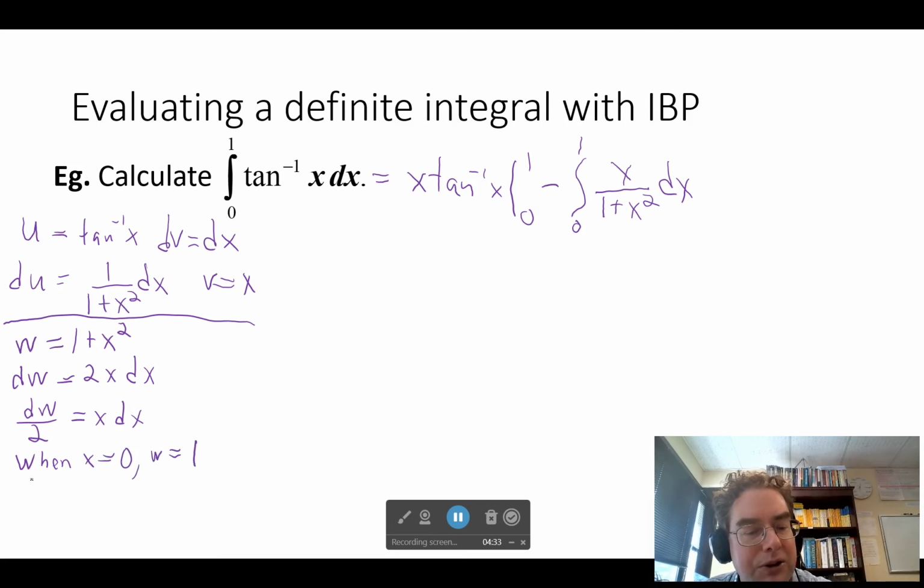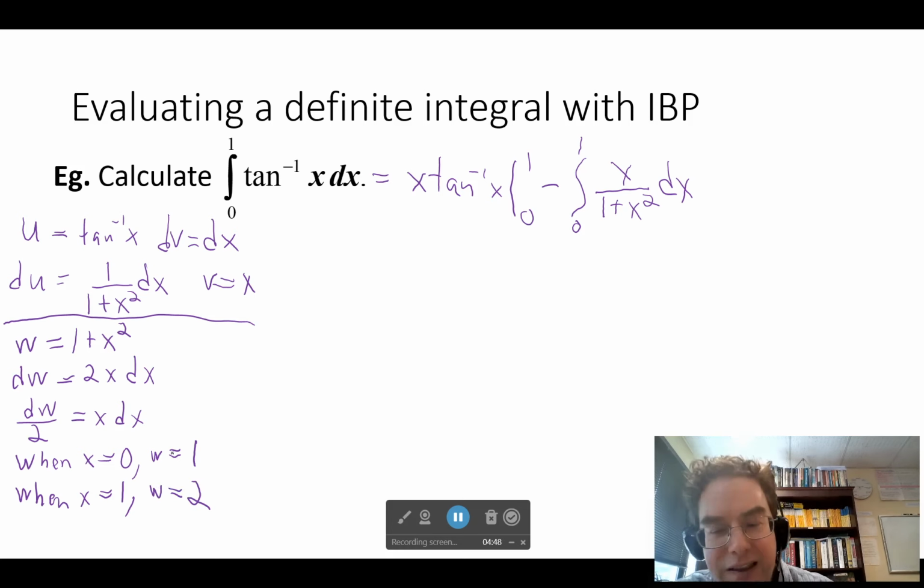You put that into the formula, you get 1. And when x is equal to 1, which is our upper limit of integration, w will equal 1 plus 1, which is 2. All right, let's put this substitution in. And while we're at it, if we want to work in parallel here, we can also be evaluating on that first term a little bit, so let's do that.